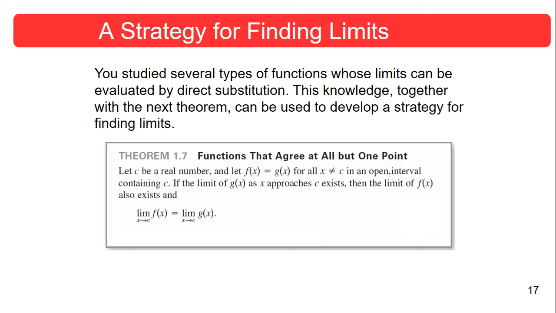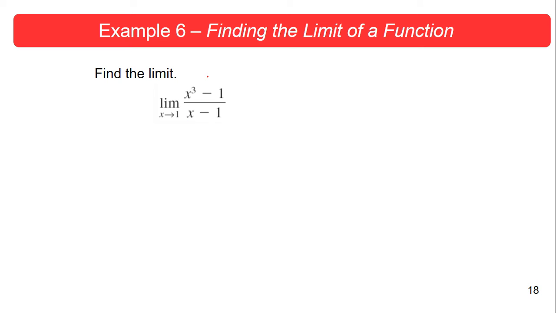If we have functions that agree at all but one point, then we can try to evaluate that. This is where we're looking at this function. This is a difference of cubes, right? And we're looking at this and we cannot plug in 1. But I can factor this: x minus 1 times x squared plus x plus 1, all over x minus 1. And I notice something cool is going to happen. I can simplify this, and I get x squared plus x plus 1.